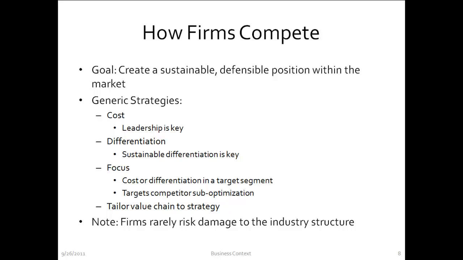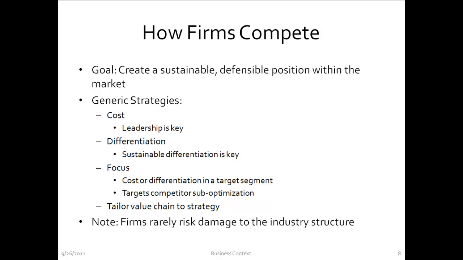So the generic strategy of cost is simply low cost. One firm decides that it's going to compete by being the lowest cost provider within an industry structure, and that's how it chooses to compete. The second way that a firm might compete is through differentiation, which is to say that it positions its products within an industry structure as somehow being different from somebody else's product. And if it is able to successfully do that, then it would be able to successfully compete.